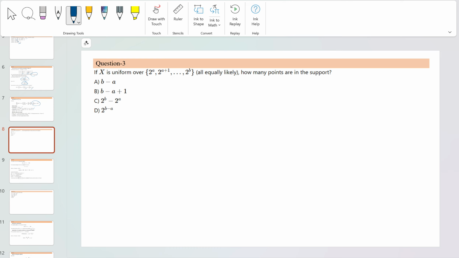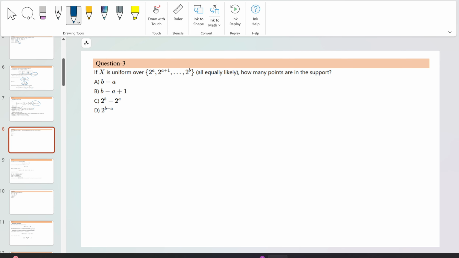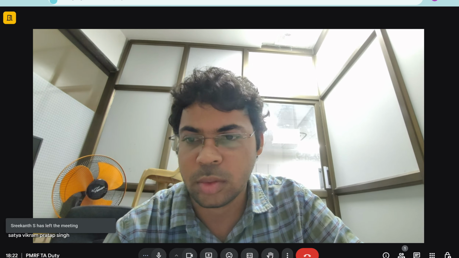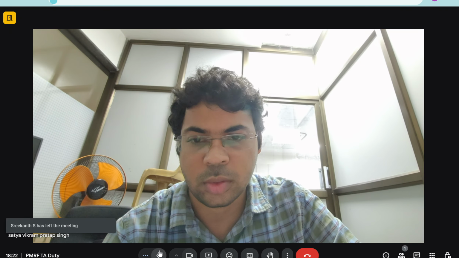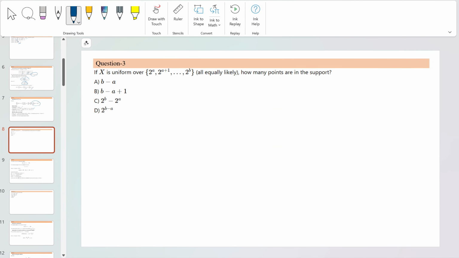So let me give the solution for this. If x is uniform over 2 to the power a, 2 to the power a plus 1, and 2 to the power b, all equally likely. So how many points are there in the support? When you see b minus a, or b minus a plus 1, or 2 to the power b minus 2 to the power a, or 2 to the power b minus a.